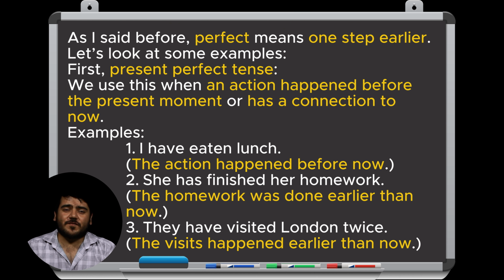Number 2, she has finished her homework. The homework was done earlier than now. Number 3, they have visited London twice. The visits happened earlier than now.